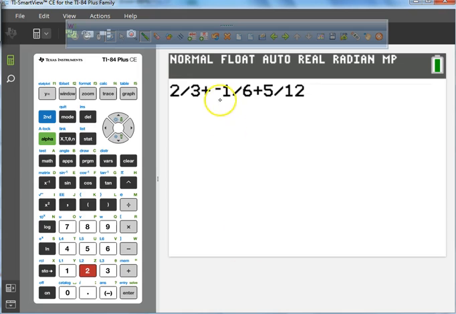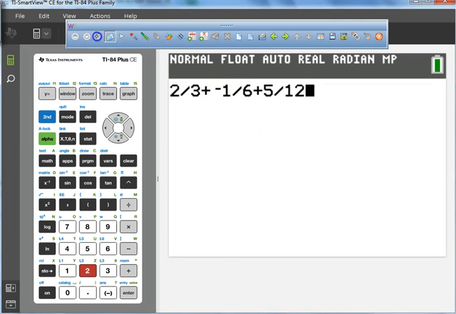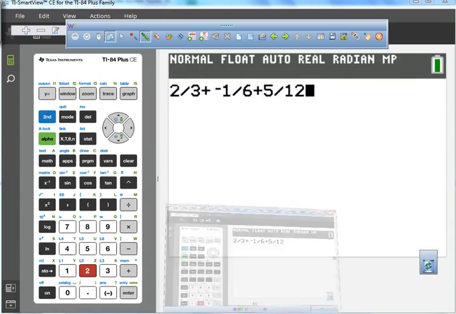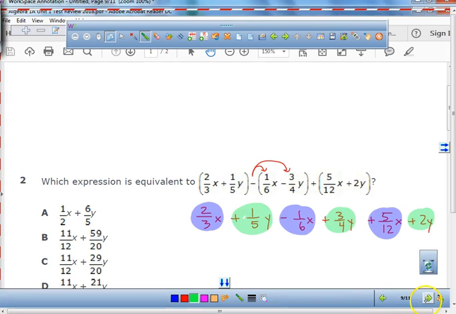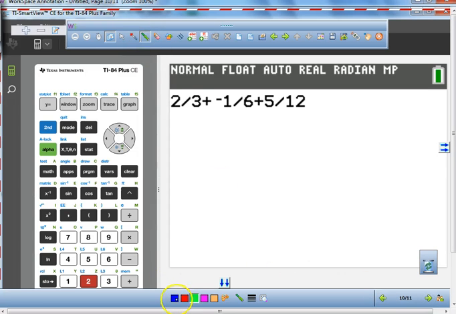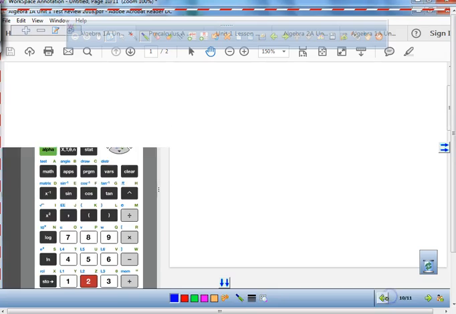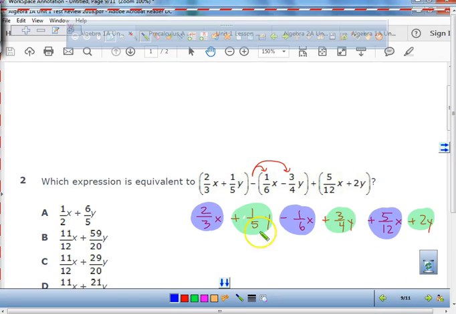Did I put down negative 1/6? Yeah, negative 1/6. Here, I'll highlight it real quick. So my x's were in what? Let's see here. Blue. All right. So what was the first one? The first one was 2/3. What was the second one? Negative 1/6. What was the third one? 5/12. I'll go back. 5/12, negative 1/6, and 2/3.